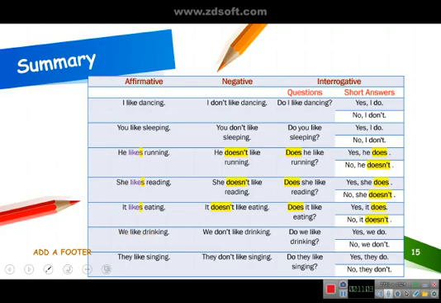We like drinking. We don't like drinking. Do we like drinking? Yes, we do, or no, we don't. They like singing. They don't like singing. Do they like singing? Yes, they do, or no, they don't.